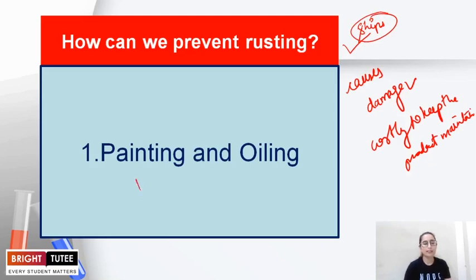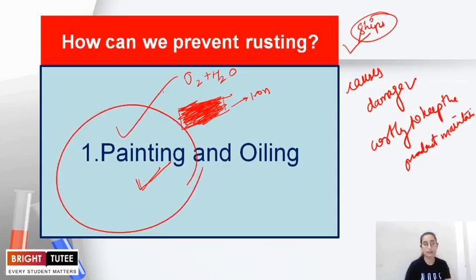First of all, painting is something that can prevent rusting. Now how can painting prevent rusting? Imagine you have an iron article and you have applied paint on it, right? It has been covered in paint. Now there is no direct contact between the iron article and the oxygen and water vapor present in the air, right? There is a layer of paint in between them. So this paint does not let the iron get in direct contact with the oxygen and water vapor. That is how painting can protect our article from rusting. Similarly, it goes for oiling, right? Oil is again a layer.